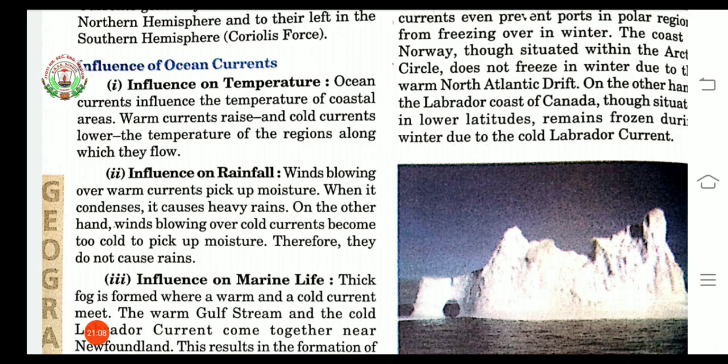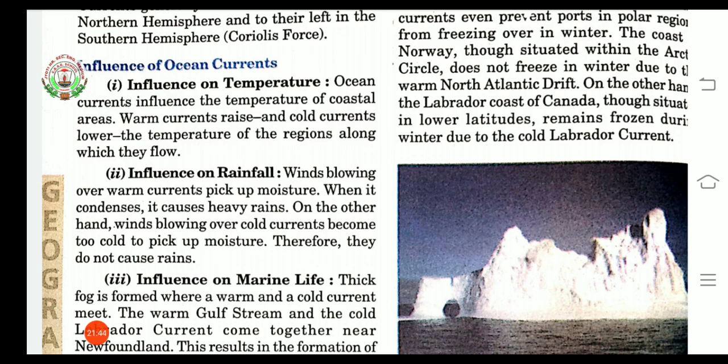Second is influence on rainfall. Now winds blowing over warm currents pick up the moisture. Now when it condenses, it causes heavy rains. As we have seen in the hydrological cycle and water cycle, evaporation takes place, then it reaches the cloud, there it condenses and precipitation occurs. In the same manner one cycle is here, which also results in rain or precipitation.